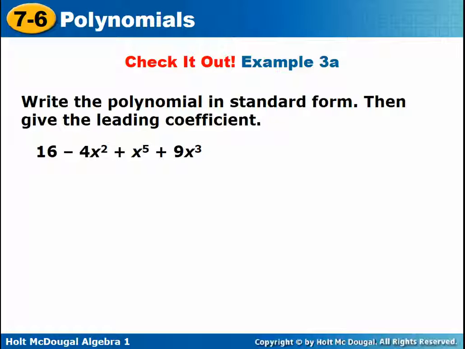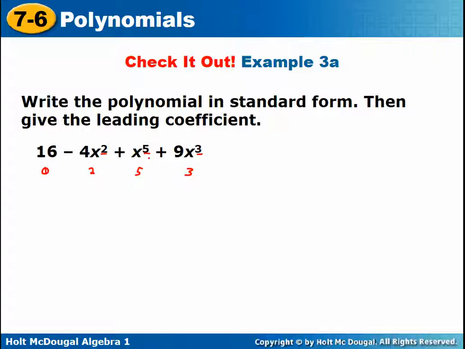Here's another example. Write the polynomial in standard form, then give the leading coefficient. So let's see. This has a degree of 1. This one has a degree of 2. This one has a degree of 5. This one has a degree of 3. Remember, we're only looking at the exponents in order to determine the degree. Oh, this one has a degree of 0. Sorry about that. It's got no variable, so it has a degree of 0.